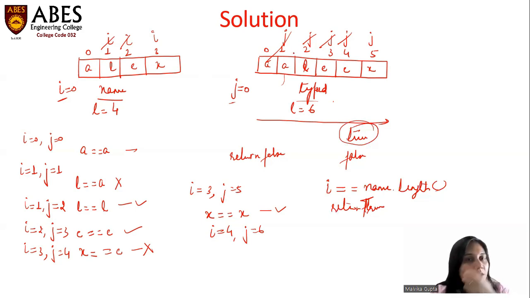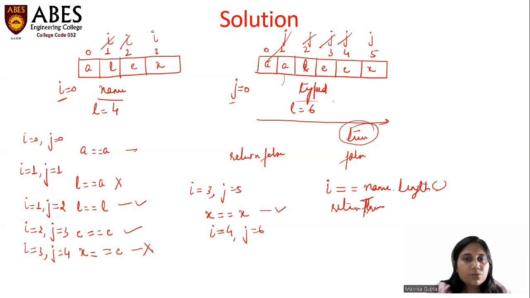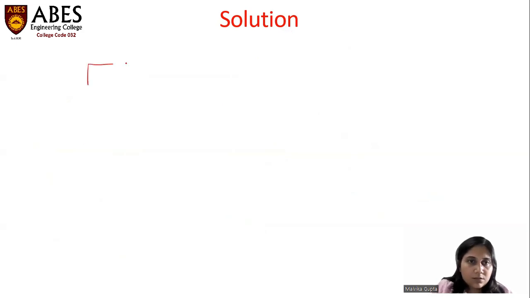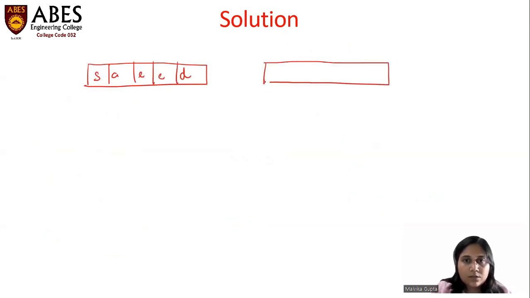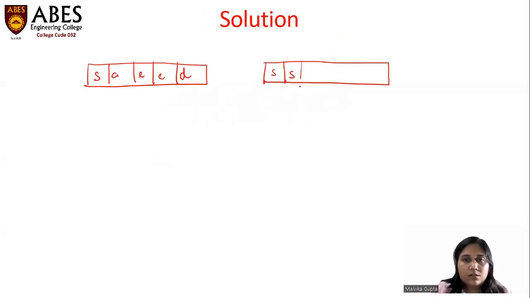Now, let us go for this SAEED also, the next example. Suppose I am writing this is SAEED, and the type one is double S, double A, E, double D. Let me check once again. Double S, double A, E, and double D. We can try it also.